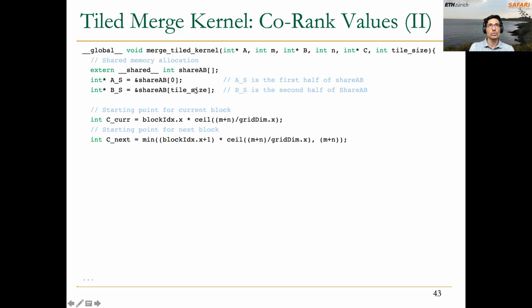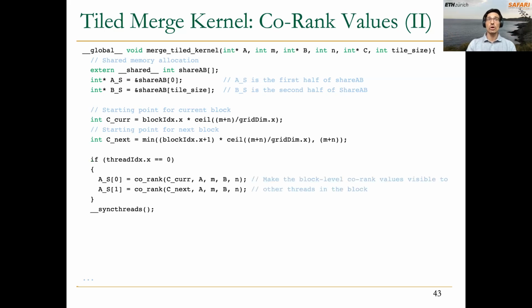In the merge tile kernel, we first start allocating memory in shared memory, and we say allocate a large tile, and we divide it in two pieces of tile size that are going to be used to store the tile from A and the tile from B. We have to obtain for each thread block the starting point for the current block and the starting point for the next block, because they define k current and k next. In this code, we call them C current and C next, because they define the bounds of the section that has been assigned to one specific thread block. And then we have the leader thread, in this case the thread with thread index equals 0, that executes the co-rank function for both C current and C next.